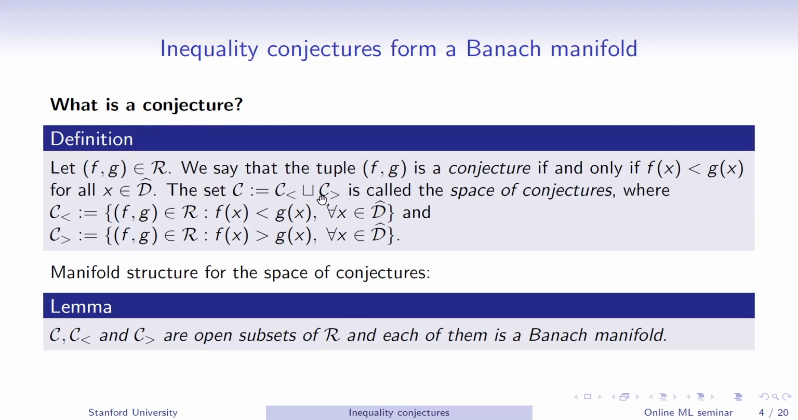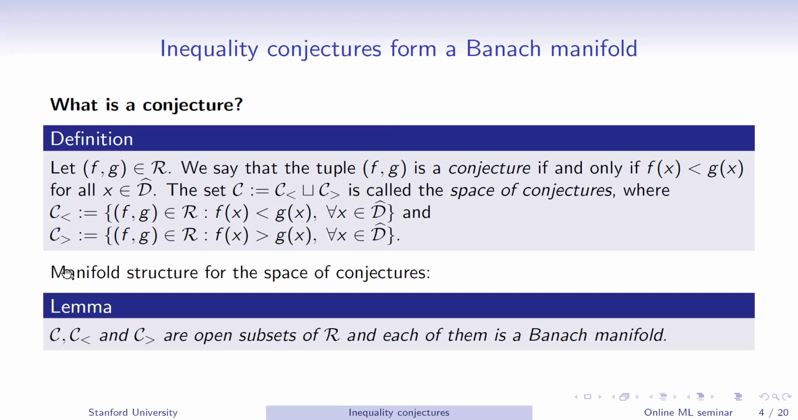So C less than or equals, a disjoint union with C greater than, is called the space of conjectures, where C less than is this set. This is all points in your space of relations such that fx is less than gx for all x in your compact set where your data basically comes from, and the other way around. This set is disjoint, which you can see immediately. So this set is what we call the set of conjectures.